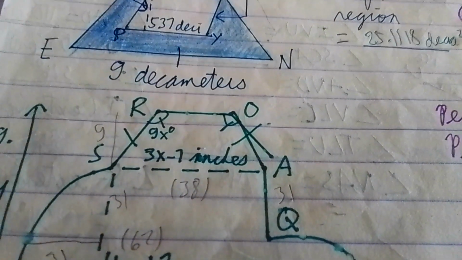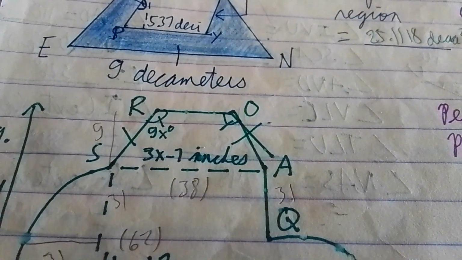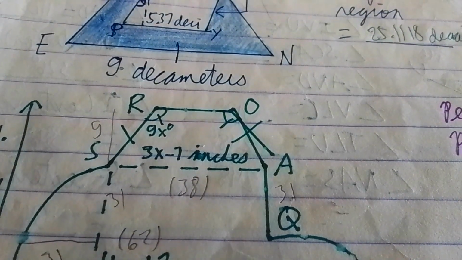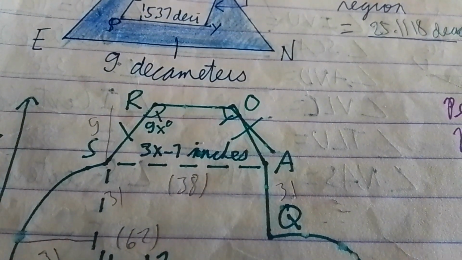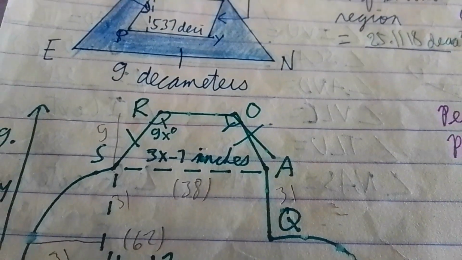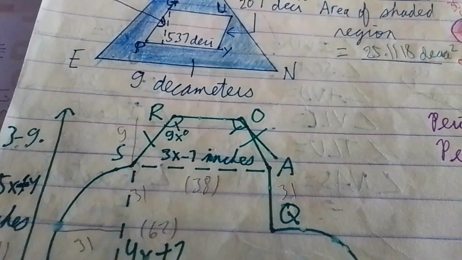I forgot to put one more thing. Do you see the trapezoid here? The trapezoid has 9 times x. So 9 times x, that's 9 times 15, that's 135 degrees. So we have 135 degrees.